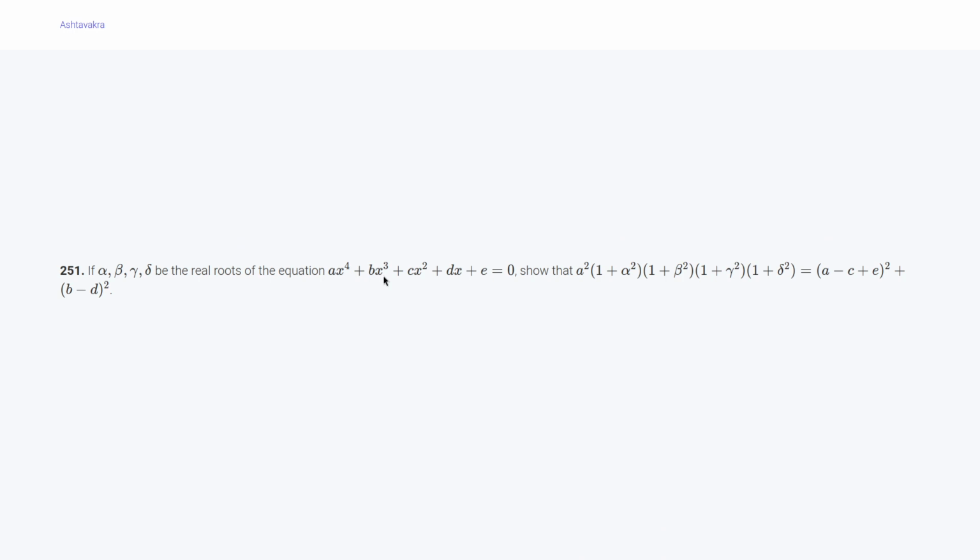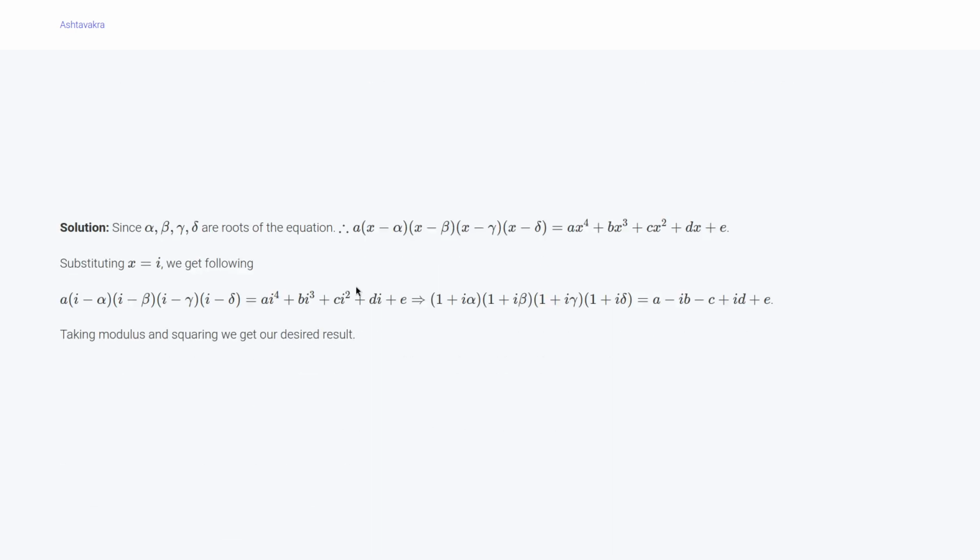Question 251 says that if alpha, beta, gamma, delta be the real roots of the equation x to the power 4 plus bx cube plus cx square plus dx plus e is equal to 0, show that a square into 1 plus alpha square into 1 plus beta square into 1 plus gamma square into 1 plus delta square is equal to a minus c plus e whole square plus b minus d whole square.